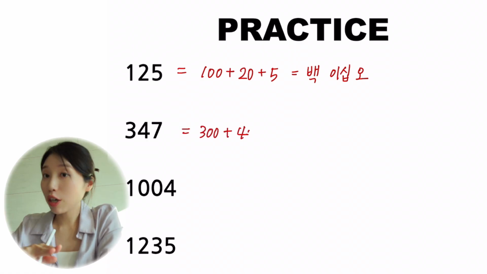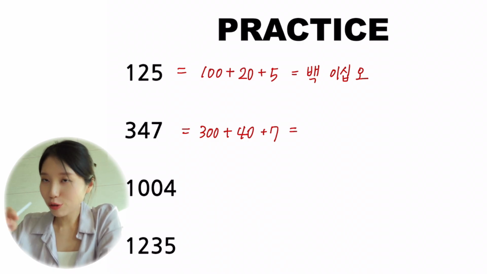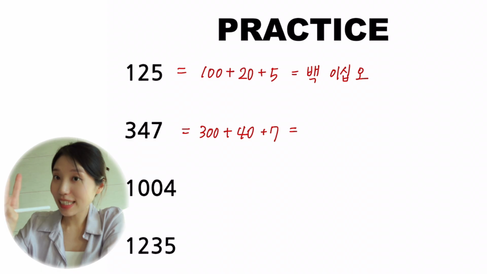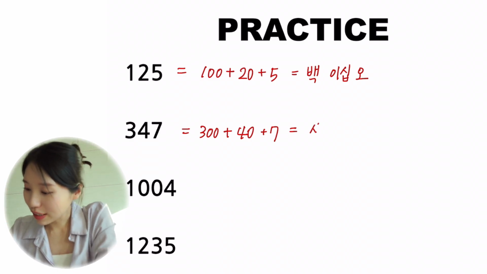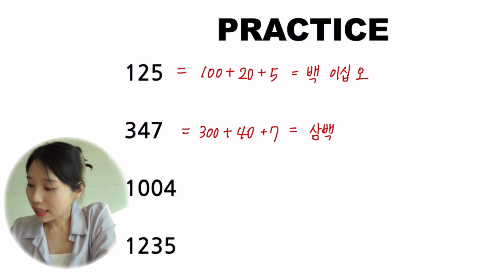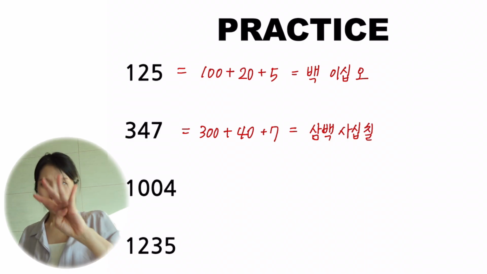347. 300, there are 3 hundreds, right? Hundred was 백, and 3 in Sino-Korean number, 1, 2, 3, 삼. So just 삼백. Easy, right? As we made 10, 20, 30, 40, like that. 삼백사십칠. Next.